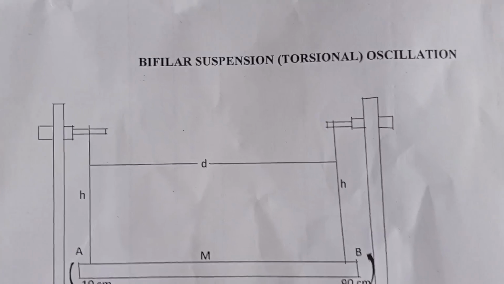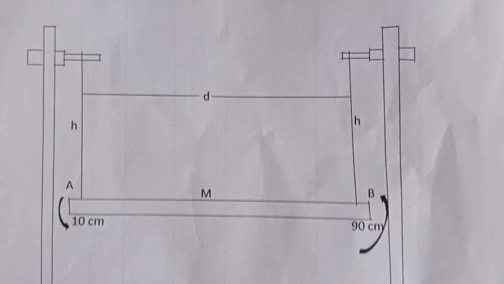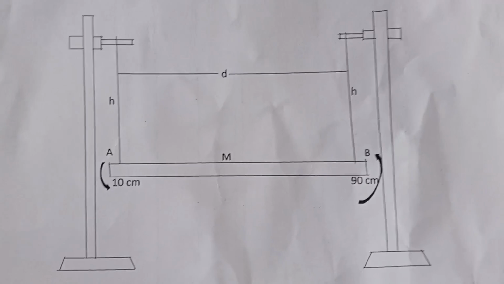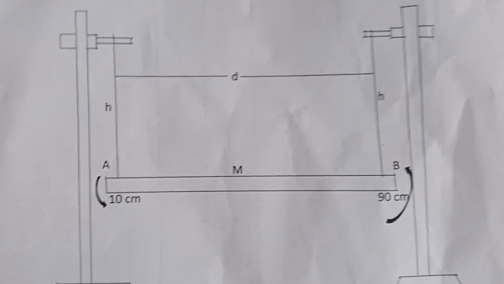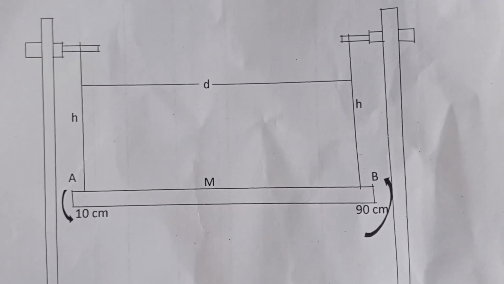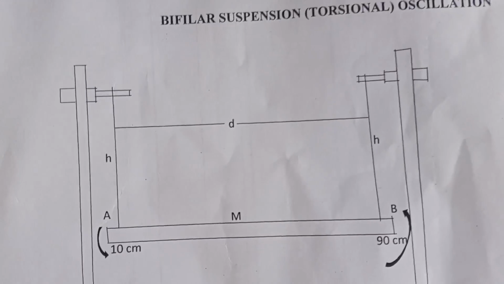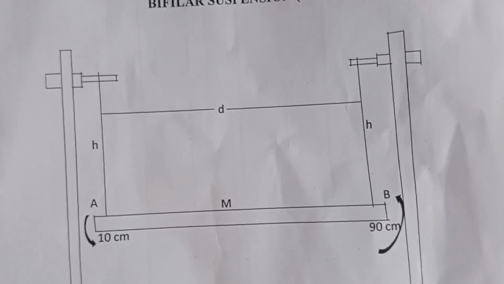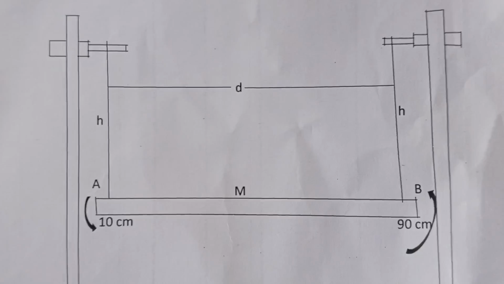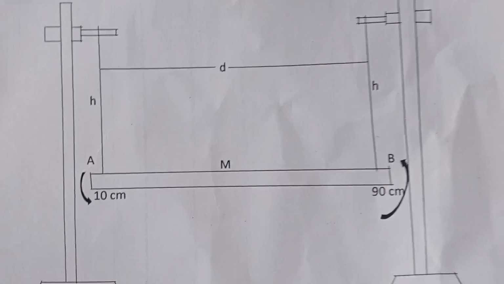So we have the question, bifilar suspension, otherwise known as torsional oscillation. You can see two rotor stands there, with the meter rule clamped at 10 cm and at 90 cm respectively. The meter rule is AB. The distance between the two strings is written as D. The distance between the two strings D should be 90 minus 10, that will give us 80. So D is 80 cm.